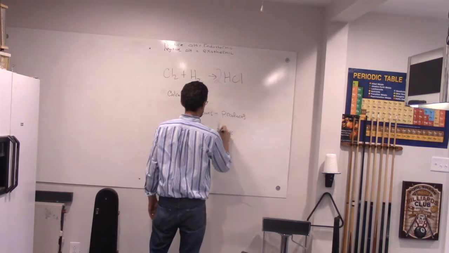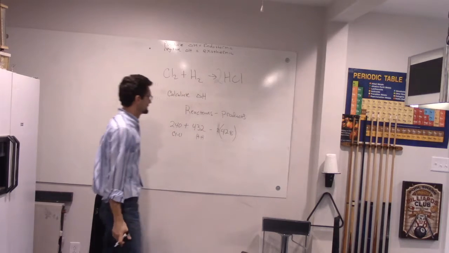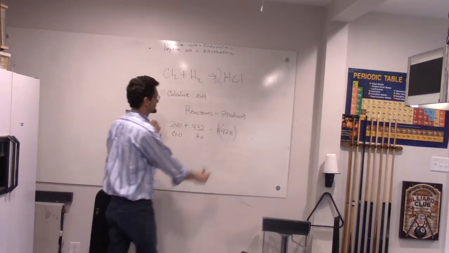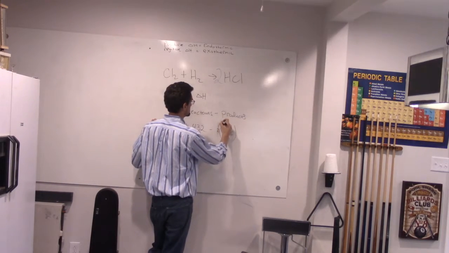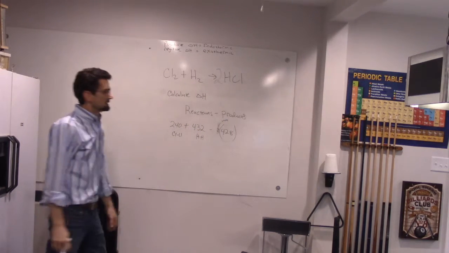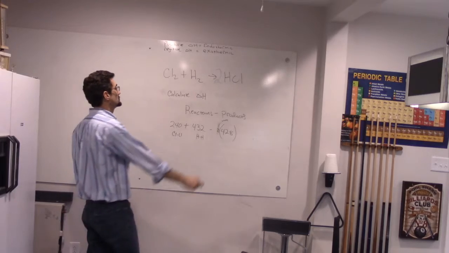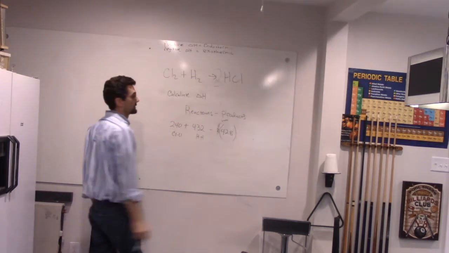Now you got all kinds of messed up. Okay, how would we do it? Because we have 2 moles of it. HCl 428. Look, we got 2 moles of it, so you have to account for the 2 moles.